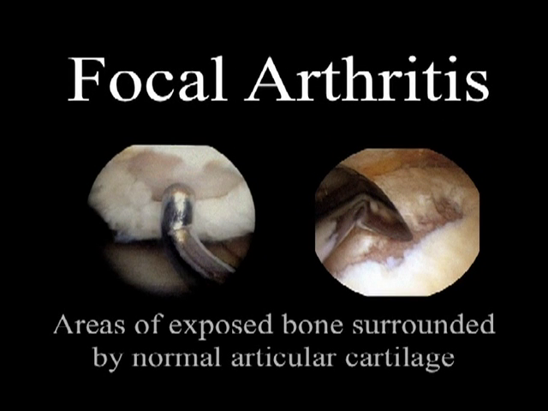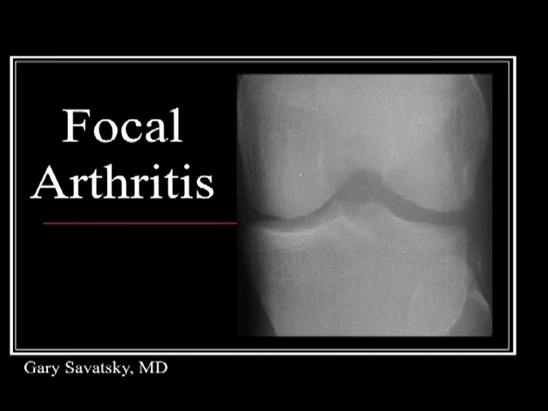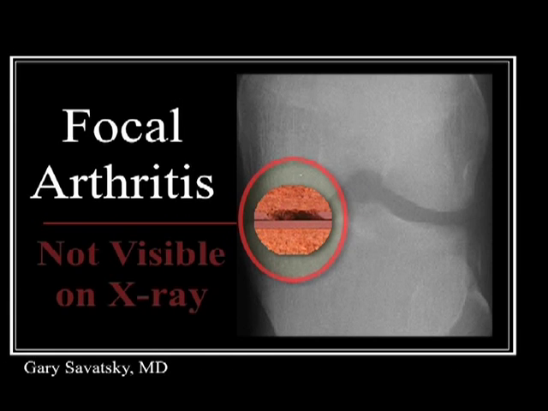Areas of exposed bone surrounded by normal articular cartilage are called focal arthritis. Focal arthritis will not be detected on standing films as the surrounding articular cartilage remains of normal height. These pillars of normal cartilage maintain the height of the joint space even in the face of severe central cartilage loss.